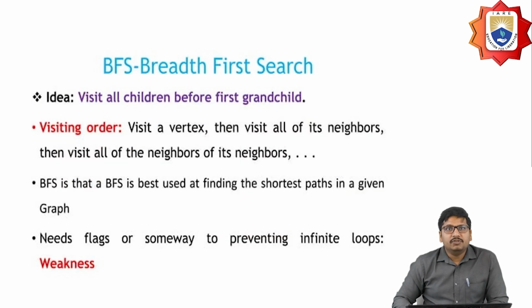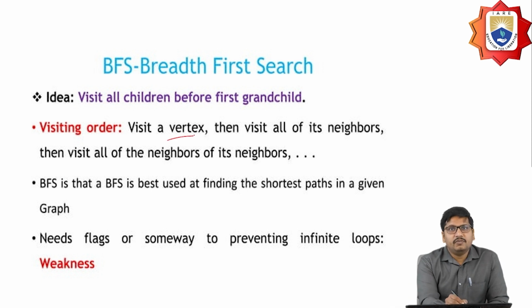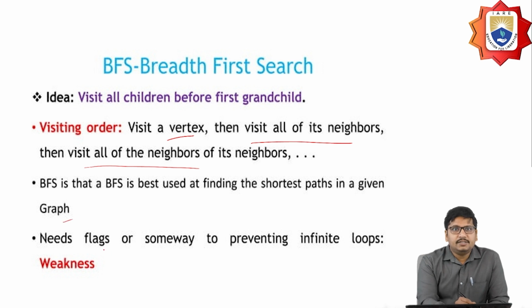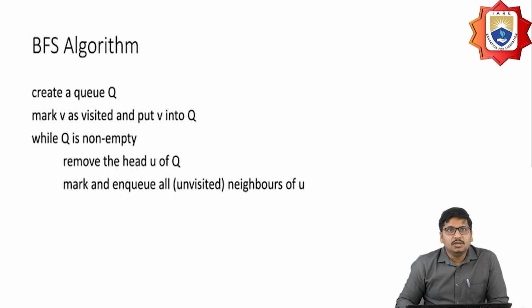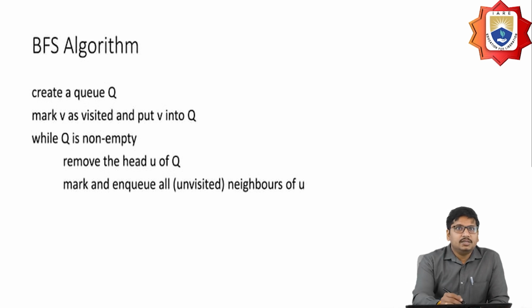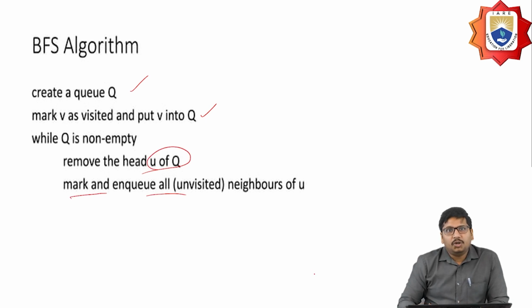Depth first search means visiting all the children before the first grandchild. In BFS the visiting order is that first we visit the vertex, then visit all its neighbors. BFS is the best for finding the shortest path in the graph, and it needs flags or some way to prevent infinite loops as well, which becomes a weakness of BFS. So the BFS algorithm: create a queue, mark the start vertex as visited and put it into the queue. Until the queue is empty, remove the head of the queue and enqueue all unvisited neighbors of that vertex.